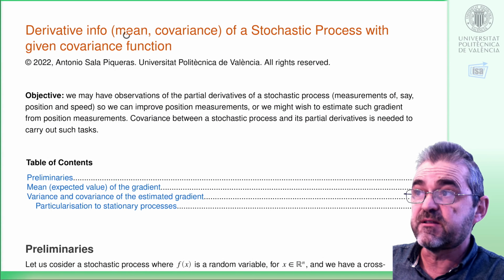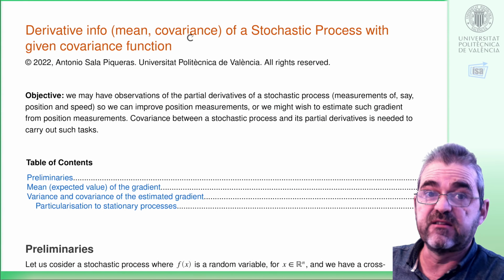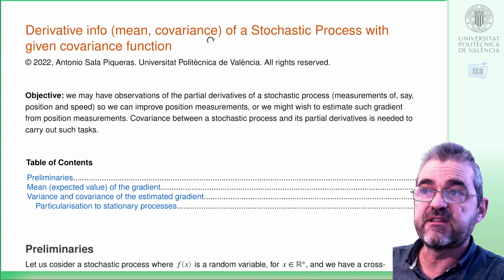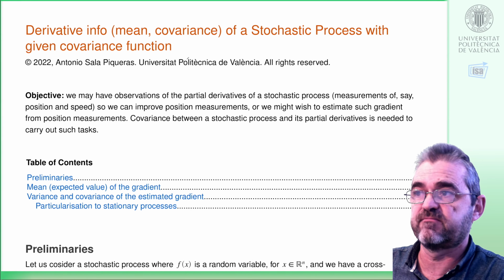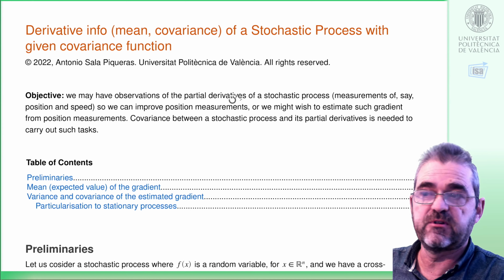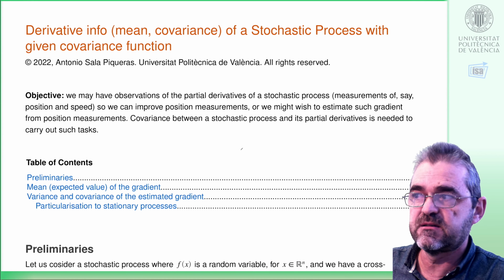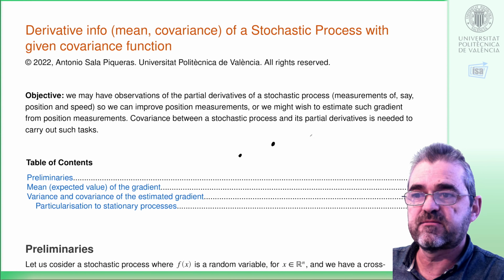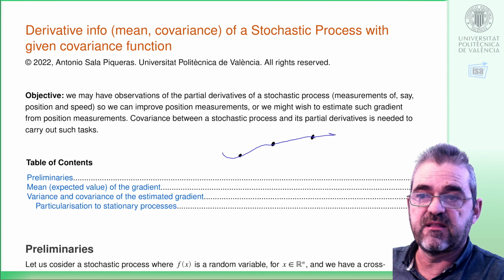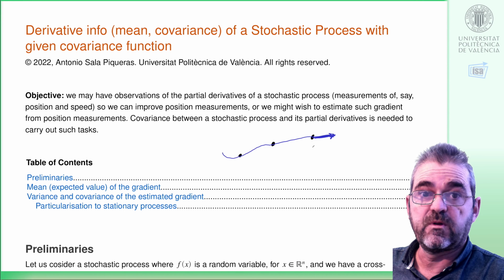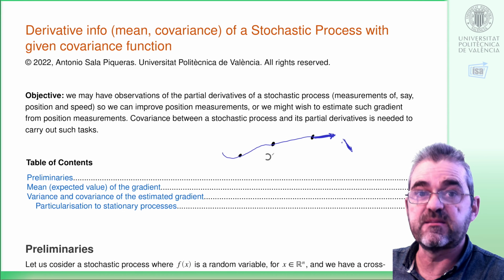I'm Antonio Sala, and in this video we are going to compute statistical information, meaning covariance, of the derivatives of a stochastic process with given covariance function. Why do we want to compute these things? Well, because we can imagine measuring positions of a moving particle and wishing to estimate, let's say, its speed, or wishing to use speed measurements to improve the position estimate.